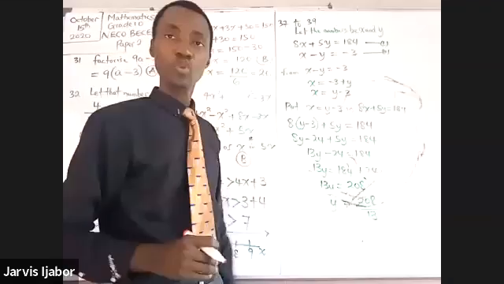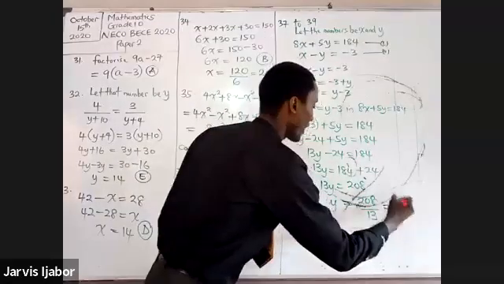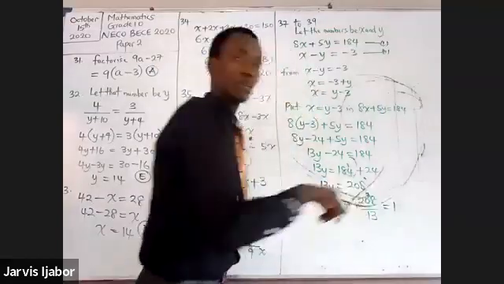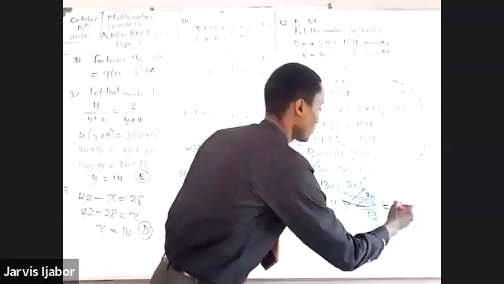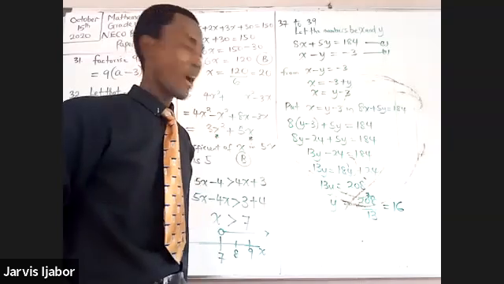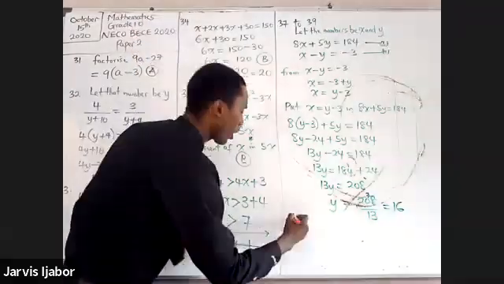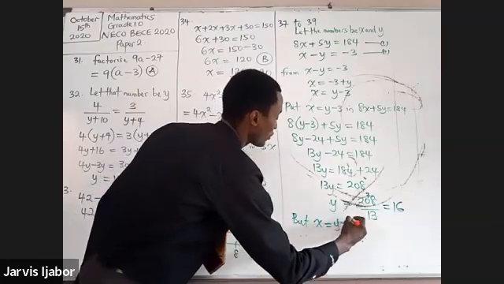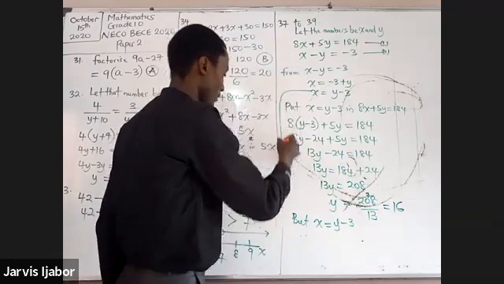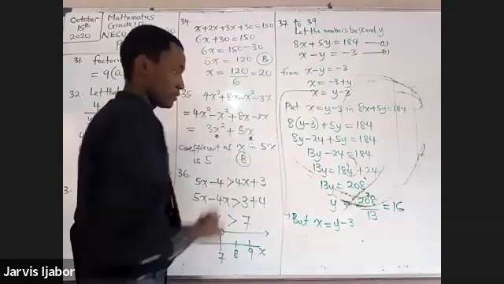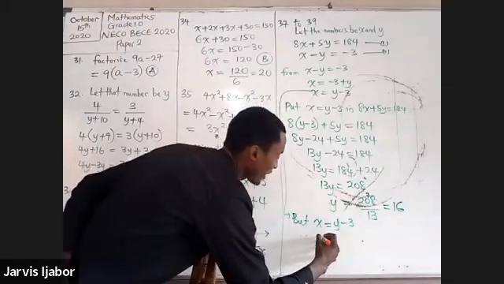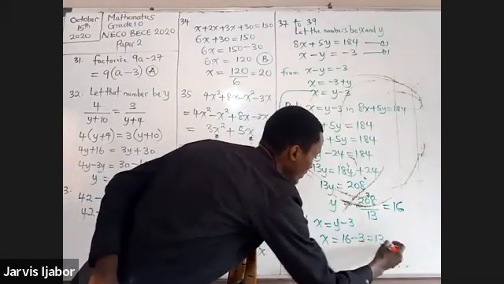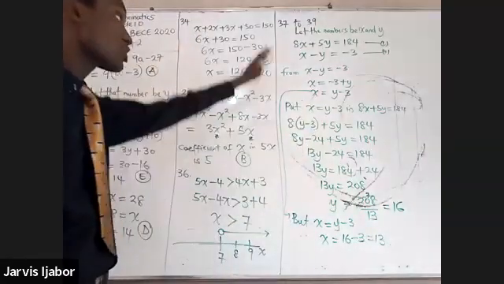13 into 20 will give me 1, and a carry of 7. 13 into 78 will give me 6. So y is equal to 16. But x is equal to y minus 3. Look at it. So it means that x will now be equal to 16 minus 3, and that will be equal to 13. So I just solved it.